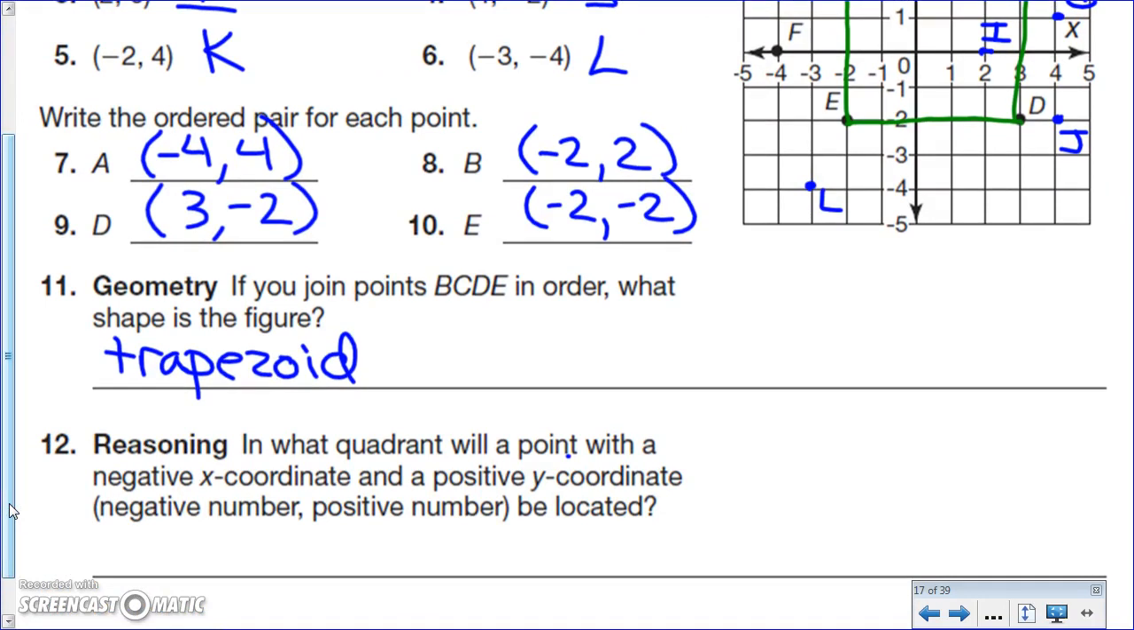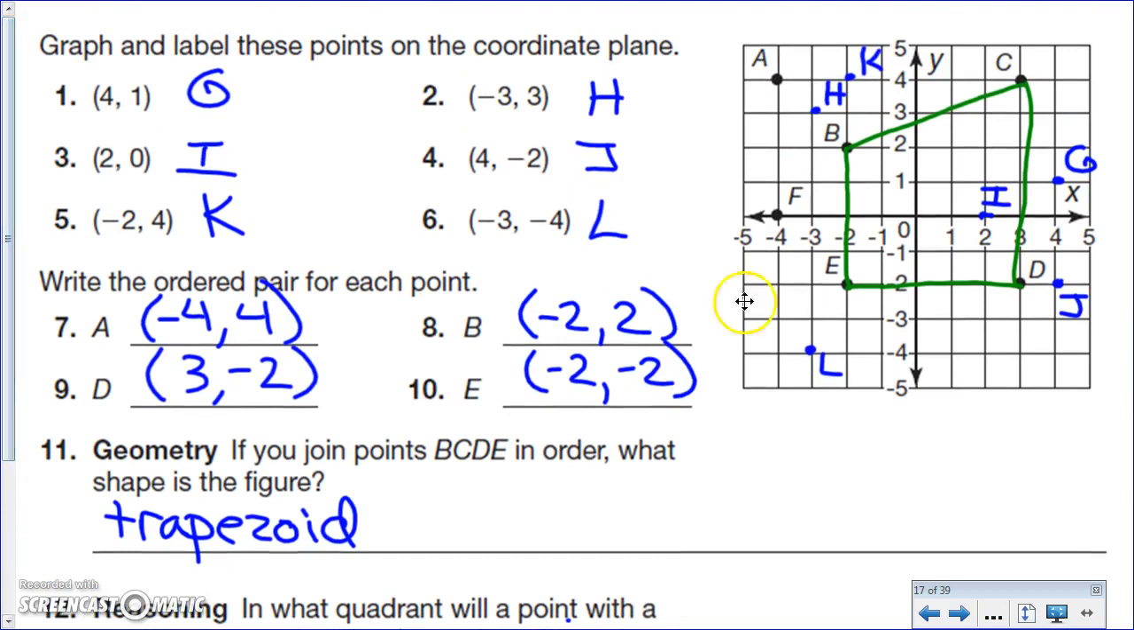For 12, reasoning: in what quadrant will a point with a negative x-coordinate and a positive y-coordinate be located? So we're going to scroll back up here and take a look at our graph. So we're looking for negative x, positive y. So we know for a negative x, we're on the left-hand side here. And we want a positive y, so we go up to the top.